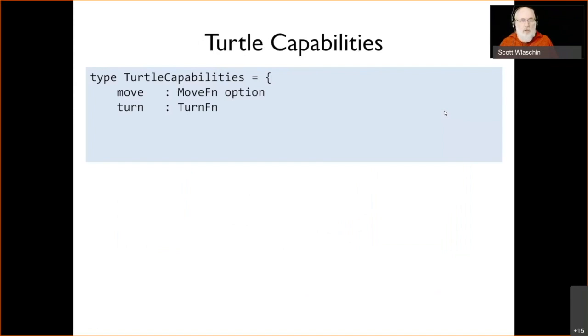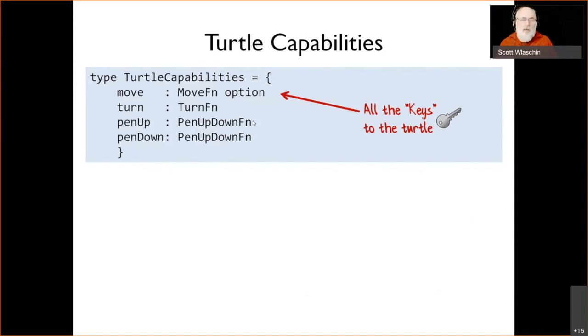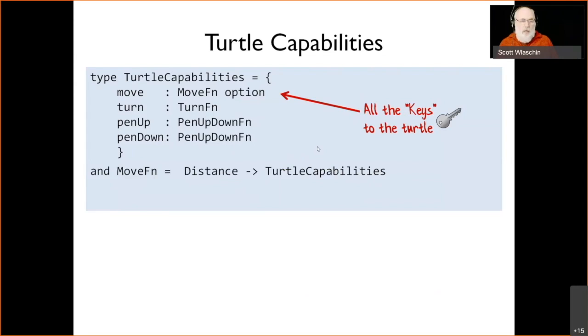So the code looks like something. Instead of having a data structure, I have a bunch of functions that I can call from the client. Can I call the move function? Can I call the turn function? In this case, the move function is optional. It may not let me make a move. If that's missing, I won't be able to make a move. So these are all the different keys that I could get to the turtle. And I won't show you the code.